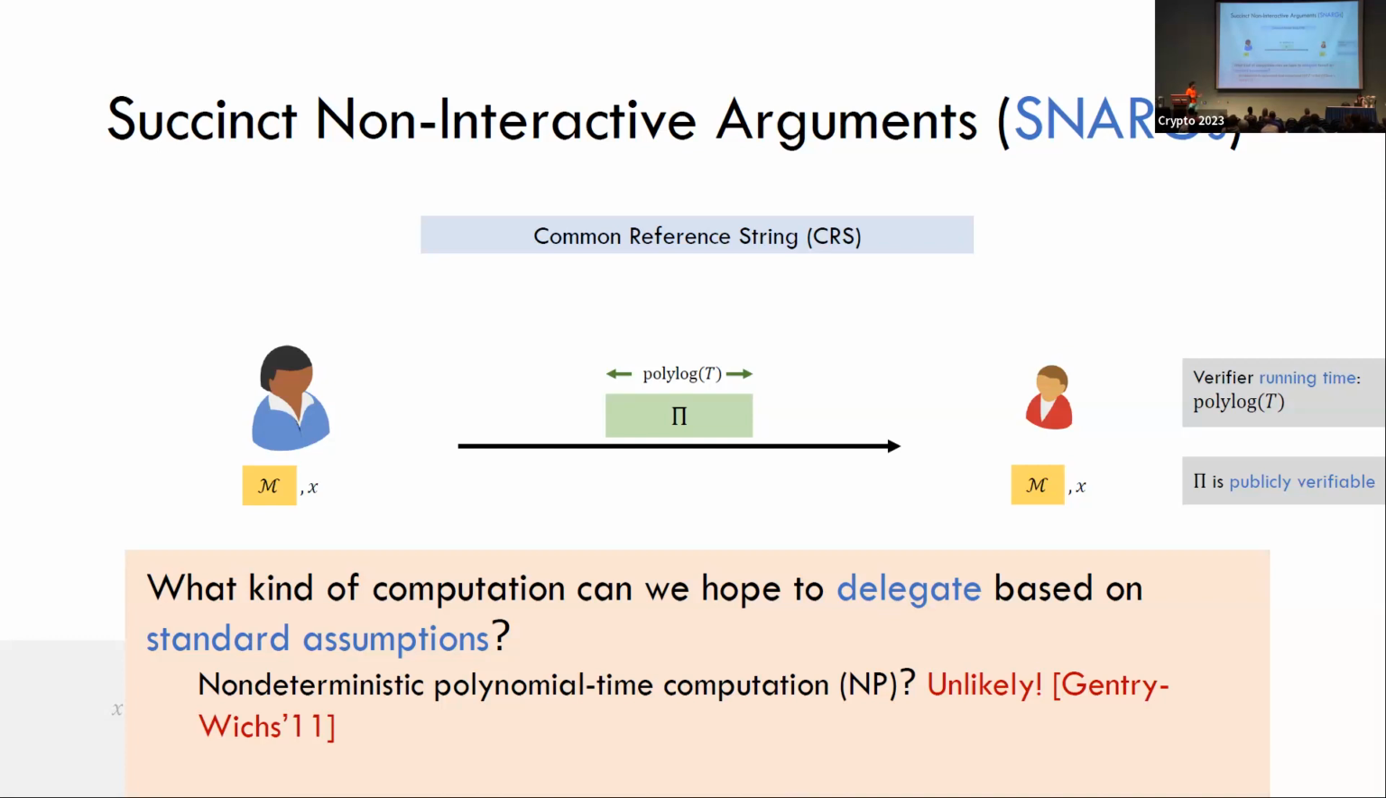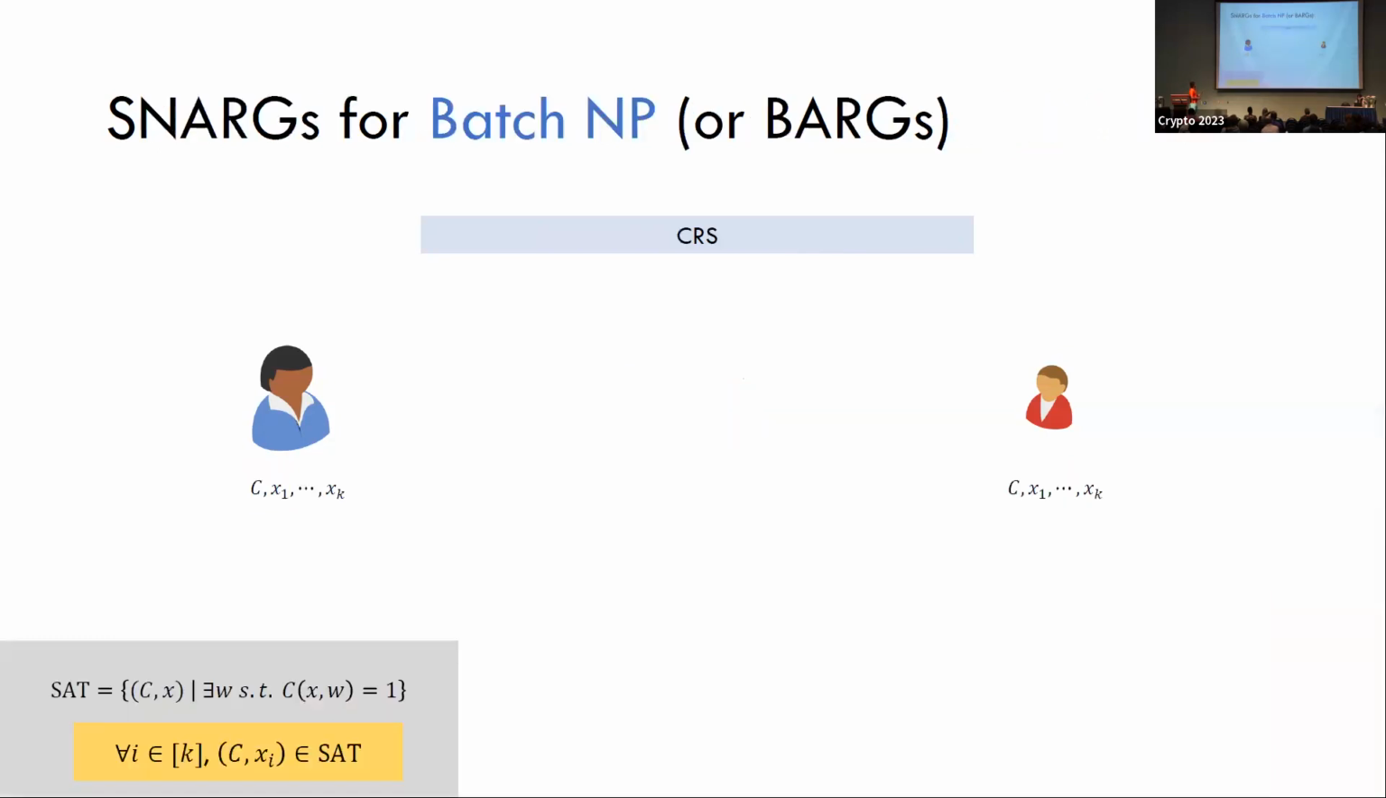black box reductions. So we're going to try to solve it for a subclass of NP, which we call SNARKs for batch NP, or BARGs. These are terms that I'll be using interchangeably throughout this talk. Here, Alice wants to prove the validity of K SAT instances defined by the circuit C. And as before, we want it to be just a single message, publicly verifiable.